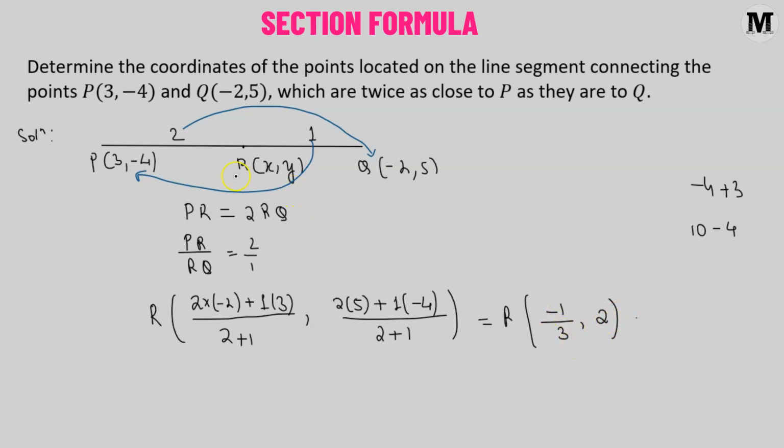This is the point, and it lies on the line joining P and Q in such a way that it's twice as close to point P as it is to point Q. However, this is not the only possibility. In this problem, R divides PQ internally. The other scenario is that R could divide the line PQ externally, yet still follow the condition that it is twice as close to P as it is to Q. So let's try to understand that section as well.